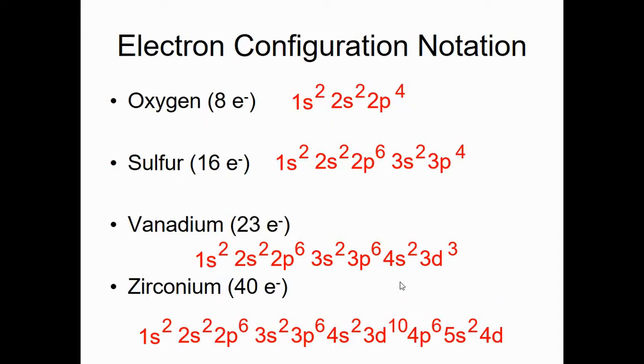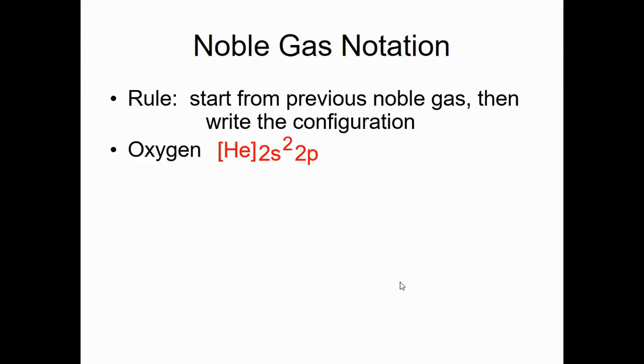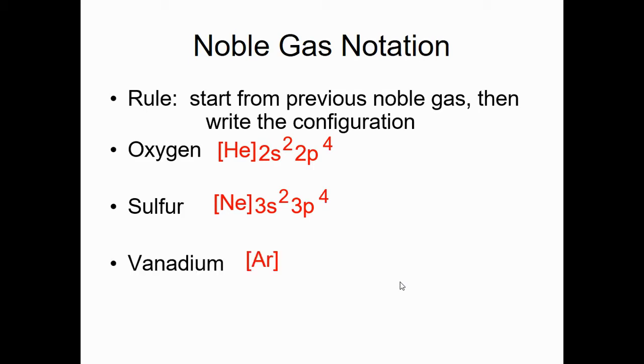So if we were to write the noble gas configuration for vanadium, we would find the noble gas that comes before vanadium, and that's argon. That's a noble gas in the row above it. And then after argon, we write what is left: 4s2, 3d3. That's all we need to write.